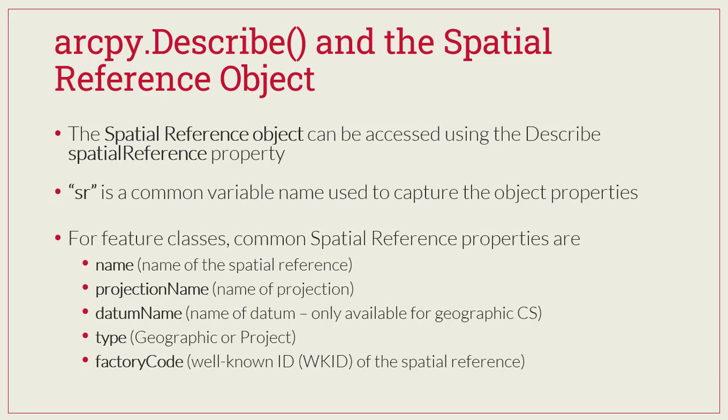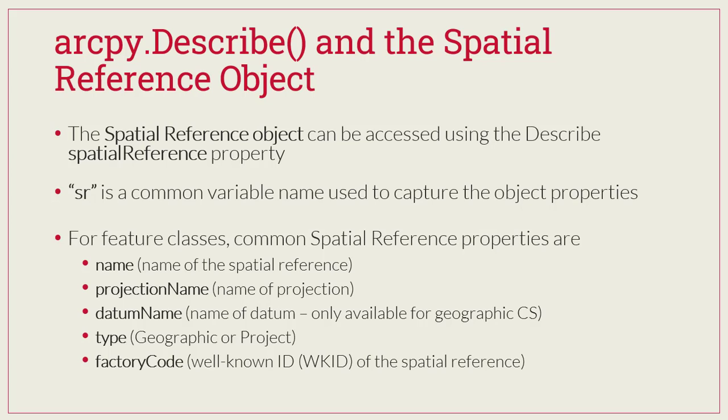I do not know why, but with the spatial reference object, if you have a data set that is in a projected coordinate system, you cannot isolate datum name off of the spatial reference object. We'll talk about how that plays out a little bit later in the semester, but that is one nuance to be aware of. Because we know it has a datum, but for some reason on the spatial reference object, we cannot access it. The type, and that's going to tell you whether you're a geographic coordinate system or a projected coordinate system. And then the factory code, that's also known as the well-known ID, the WKID.